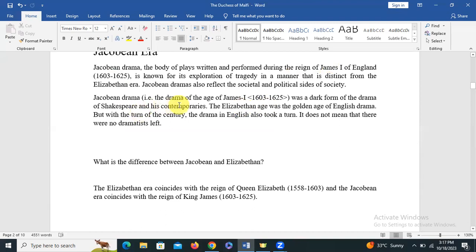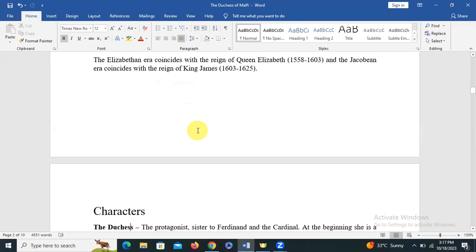Okay, so Jacobean drama was a dark form of drama of Shakespeare and his contemporaries. The Elizabethan age was the golden age of English drama. But with the turn of the century, okay, this is something extra. You don't need to do this.